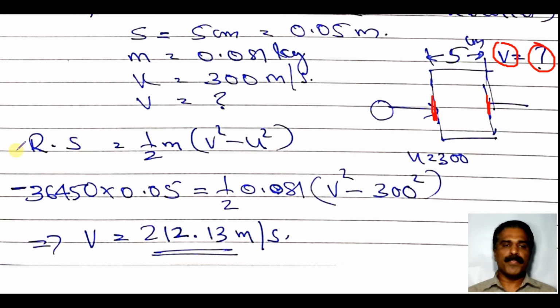Substitute the values. R is equal to minus 36450 because it is in the opposite direction of motion of the bullet. Therefore, minus 36450 into 0.05, that is the distance traveled, this much distance, this is 5. That is equal to half into 0.081 into v square minus 300 square. So when we solve this, you will get v is equal to 212.13 meter per second. So these are the answers to our questions.